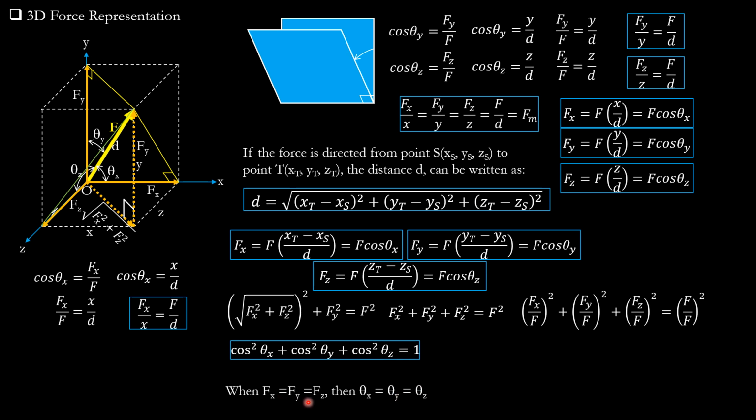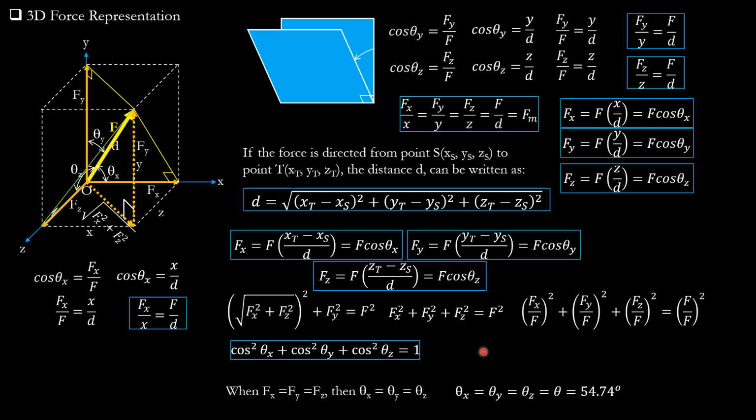So when Fx equals Fy equals Fz, then it follows that theta x equals theta y equals theta z. And you substitute it here. The angle when they are equal is the inverse cosine of 1 over square root of 3. Supposedly plus or minus 1 over square root of 3, but let's just use the positive. So therefore, it is 54.74 degrees when they are all equal. So that's it for this video.